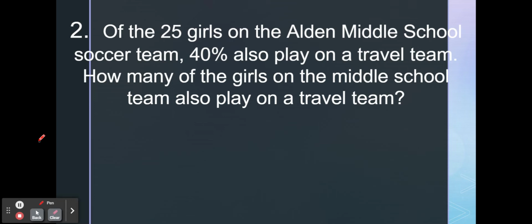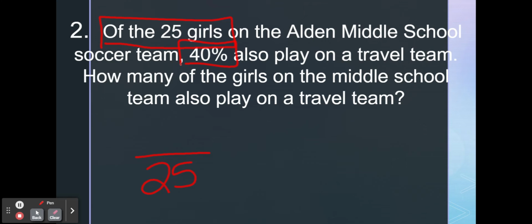Let's take a look at number 2. Of the 25 girls on the Alden Middle School team, 40% also play on a travel team. So, how many of the girls on the middle school team also play on a travel team? I need to figure out all of the different pieces that I have here. So, it says of the 25 girls. So, again, I know that my whole is still 25. 40% also play on a travel team. So that's another different piece of information.